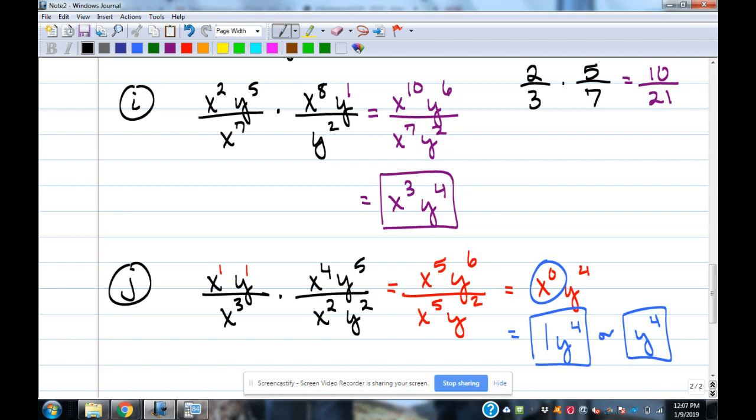The y squared was here. It was here the whole time, and then it came over here. Because there wasn't one here, we just copied it over. That's where there wasn't anything else to add with it.